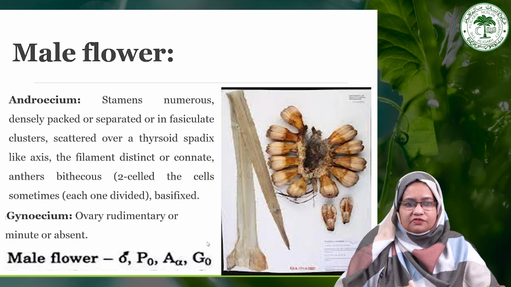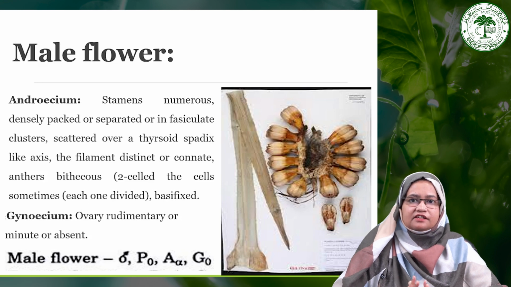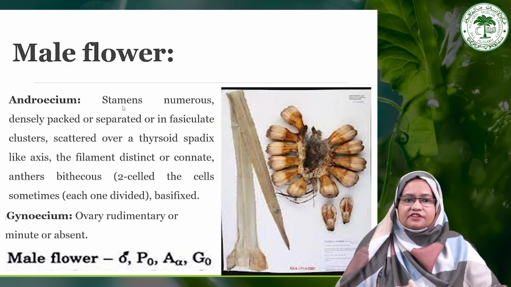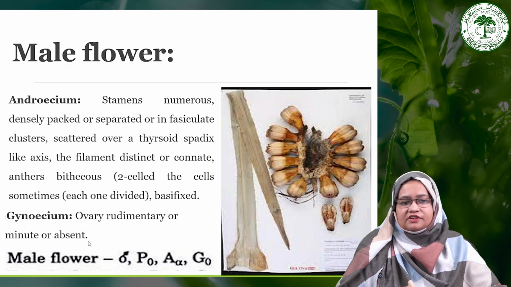So now moving towards the male flowers, as we have seen in this particular family, the flowers are unisexual. Starting from the male flowers, the stamens are numerous, densely packed or separated or in fasciculate clusters. They are scattered over a spadix-like axis. The filaments are distinct or connate. Anthers are thick, that means they have two cells and sometimes divided, and basifixed.